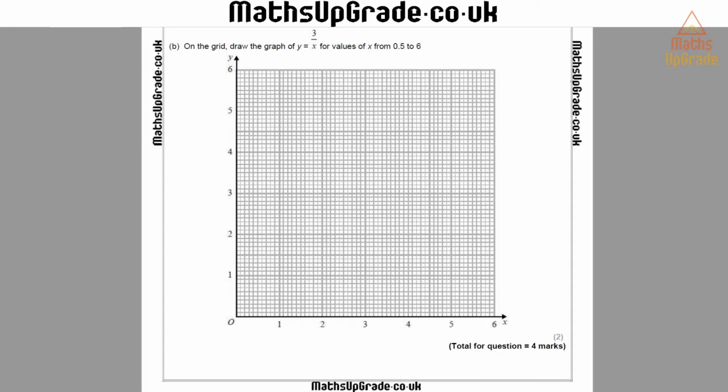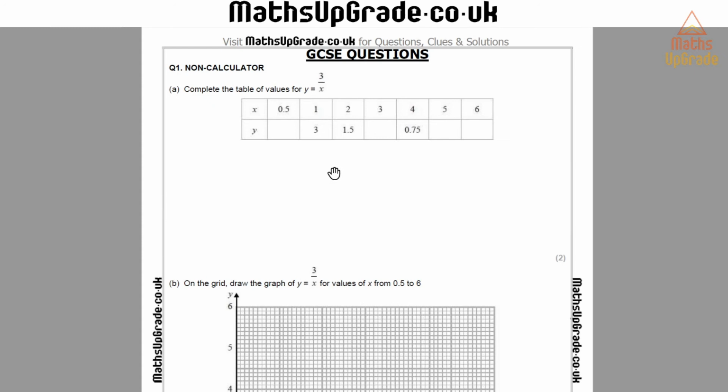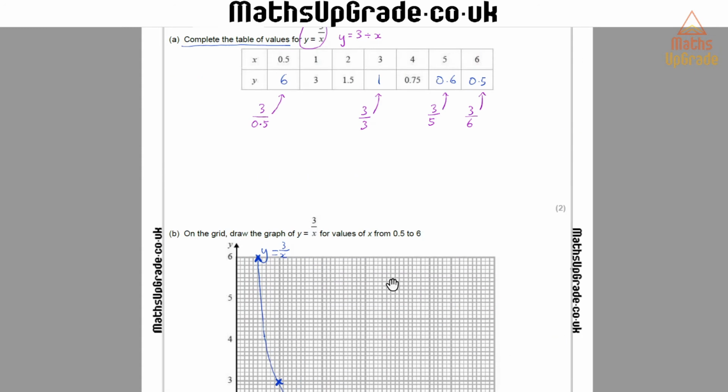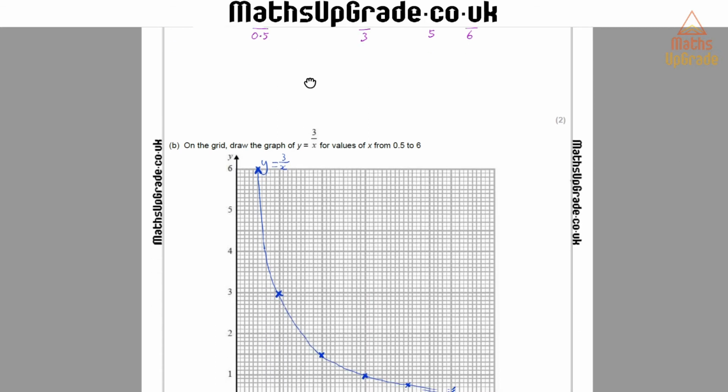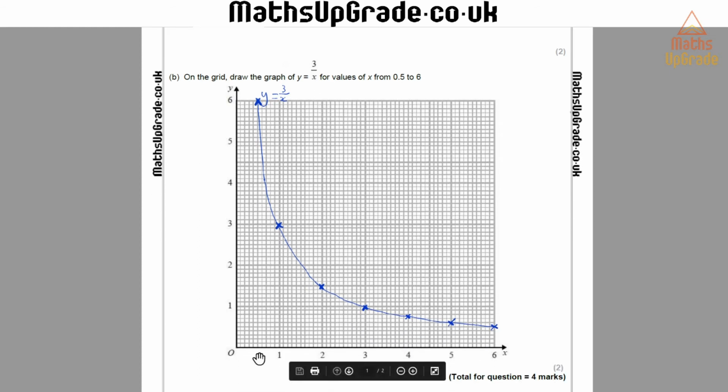In part B, what I need to do now is just draw that graph of y equals 3 divided by x. So all I need to do now is look at my table of values, and take each column as a set of coordinates. So for the first one here, x equals 0.5, y equals 6. So 0.5 on the x-axis, and then go straight up and find 6 on the y-axis. So there's my first cross there.